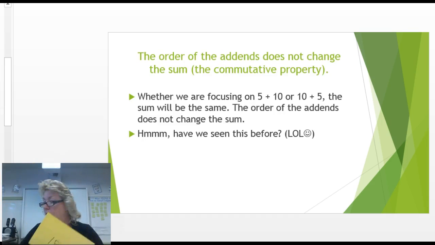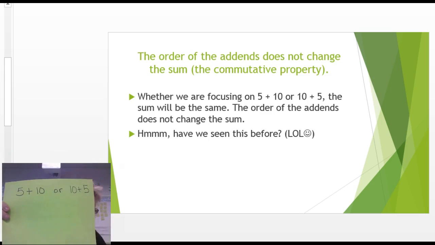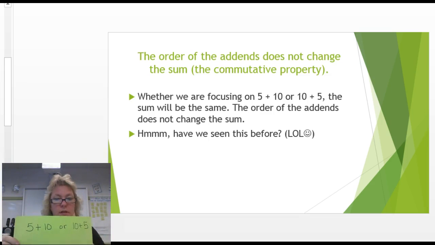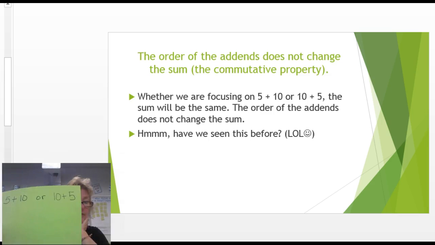Okay, and again with the commutative property, whether you're doing 5 plus 10 or 10 plus 5 absolutely does not make a difference in the sum. And for our younger kids, that does mess them up because it's not the same thing to them. Whatever they see first, they have that left to right orientation. This is not the same problem to them. So that's something that definitely needs to be looked at.